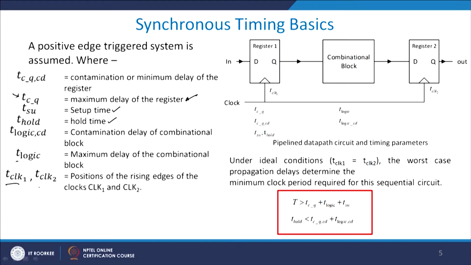Please be very careful that in a combinational logic block, maybe we will discuss it later, how do you define your maximum delay? You take the delay across the critical path. So you first have to understand what the critical path in a combinational logic block is, and then the total delay across that critical path is defined as T logic, the maximum delay of the combinational logic block. We also have TC clock 1 and TC clock 2, which are the positions of the rising edges of clock 1 and clock 2. So I have two clocks, and these are the rising edges of these two clocks.